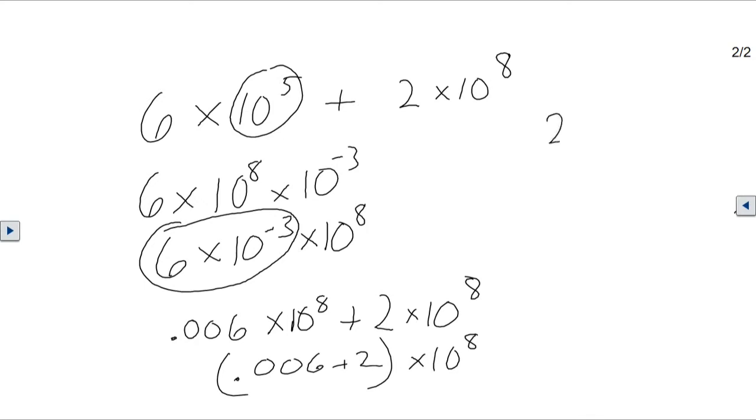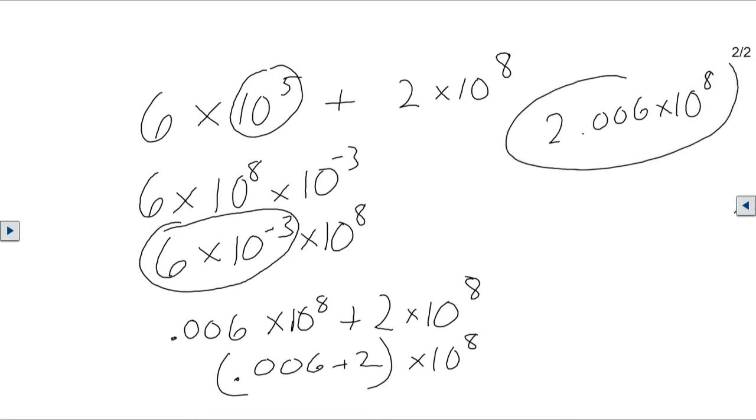Okay, let's go over here. That's 2.006 times 10 to the 8th power. And that is in scientific notation. Our first number is at least 1 and less than 10.